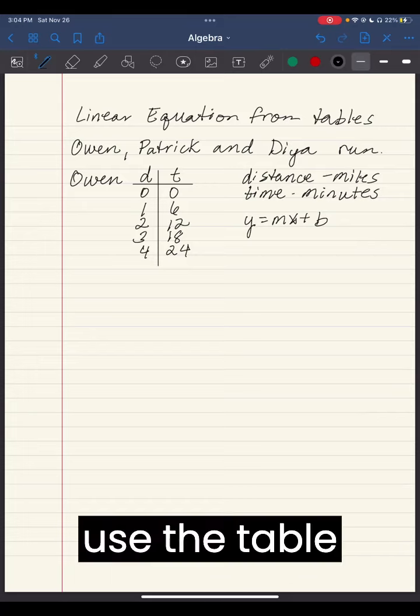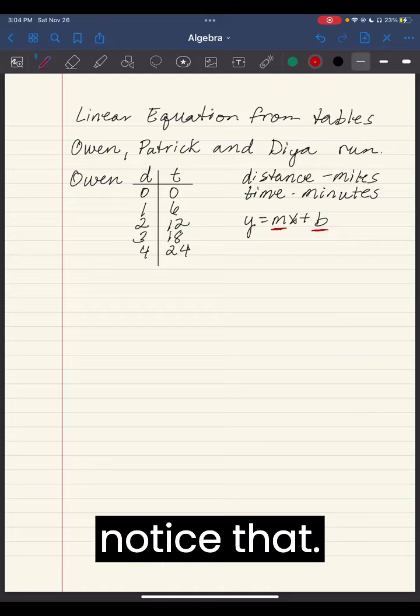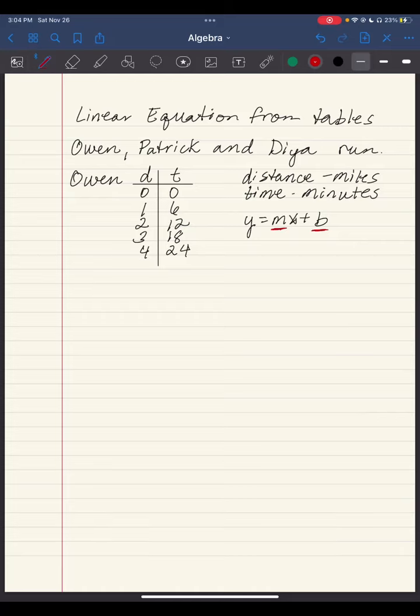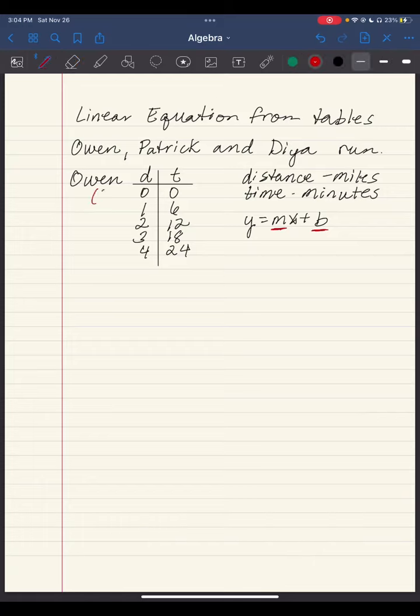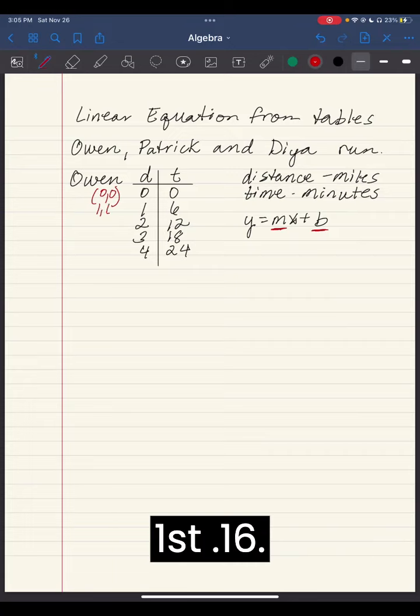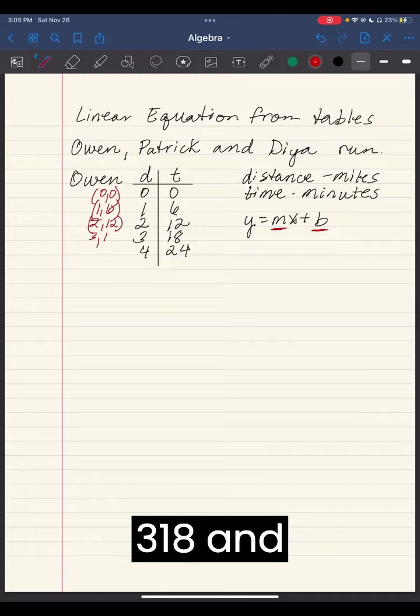We know in our y equals mx plus b, we need a slope and we need a y-intercept. Those are the two things that are going to define this line, and we can get all of that from this table. I want you to notice that these lists here of distance and time are actually points. So we could write them as points like this. 0, 0, that's the first point. 1, 6, 2, 12. So they get paired up. 3, 18, and 4, 24.